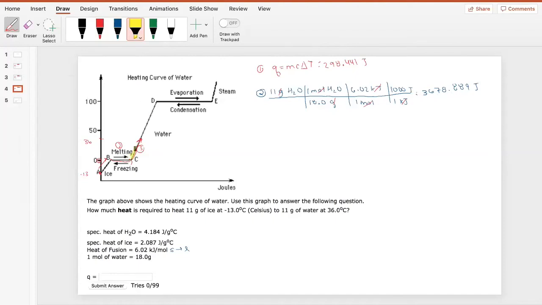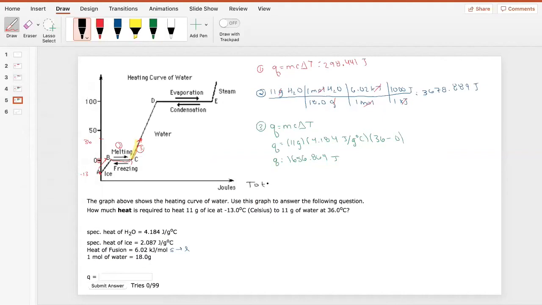Step 3 is our last part, where we're climbing the curve right here to stop at our final temperature. We're going to use Q equals mc delta T. So Q will be equal to our 11 grams of water, multiplied by the specific heat of liquid water this time, because now we're in the liquid phase. And then we're going to multiply that by our final temperature minus our initial temperature. And if we do the math, we end up getting 1,656.864 joules for step 3.